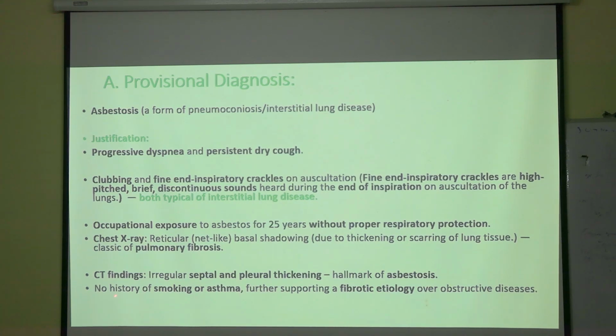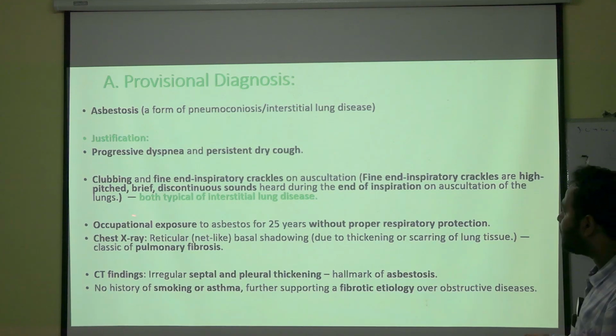Other than this, you can mention the CT findings. There are irregular septal and pleural thickenings, also known as the hallmark of asbestosis, right? See, there is no history of smoking or no history of asthma, and it further supports a fibrotic etiology over obstructive disease.